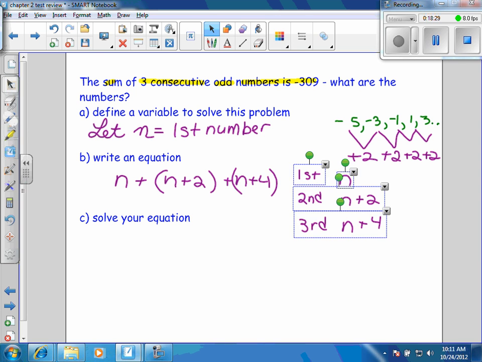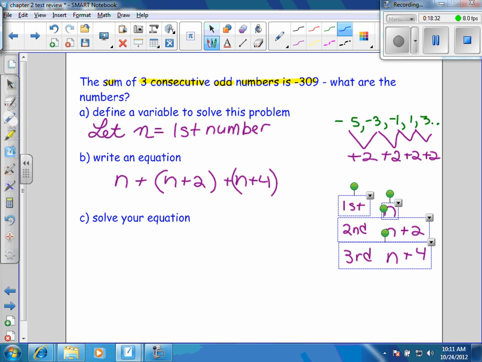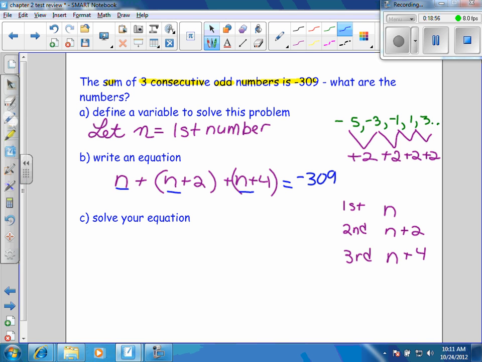And what are those 3 consecutive numbers equal to? Right, negative 309. Does that make sense? Raise your hand if that makes sense. Okay. So then we're going to solve it. We don't need the parentheses here. The parentheses are to show you there's 3 numbers. But really, that's just the same as n plus n plus n, which is how many n's? 3n. And then 2 plus 4 is 6. That's equal to negative 309.